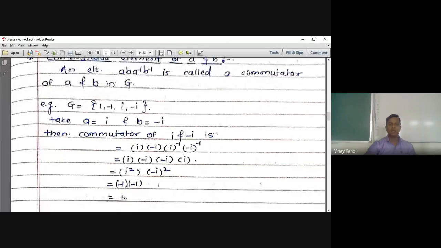So the commutator element of i and minus i is 1. Okay. Now tell me, what is the commutator element of 1 and i? Solve it. Take 1 and minus i: a is equal to 1 and b is equal to minus i. Tell me the commutator element.